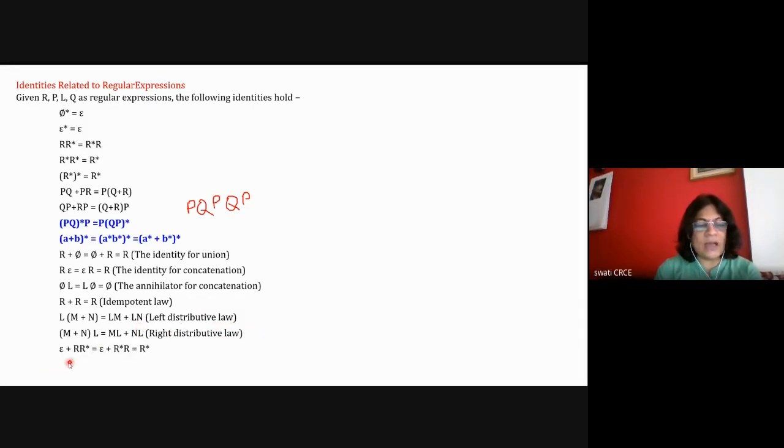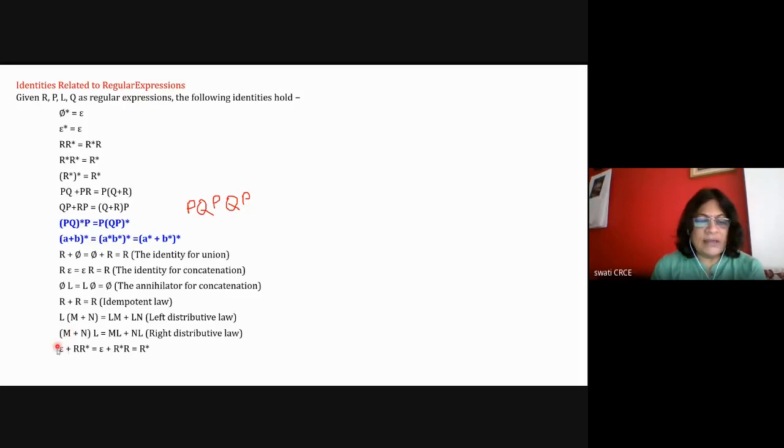Then epsilon plus RR star. Okay, so now here you have to think somewhat. Here we are saying that epsilon means nothing. And here the other term, either epsilon means nothing, or in the right hand side we are saying that R at least once and then R star. So this is nothing but R star because of the empty symbol. Because empty means R can be there for 0 times.